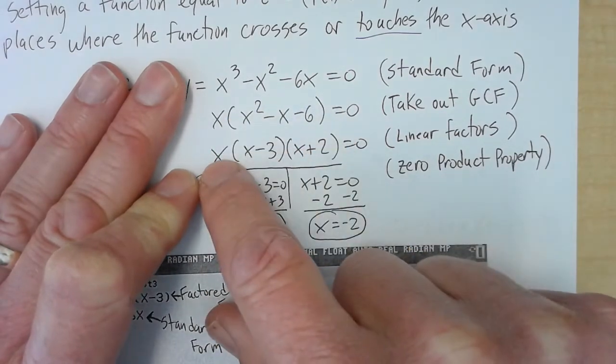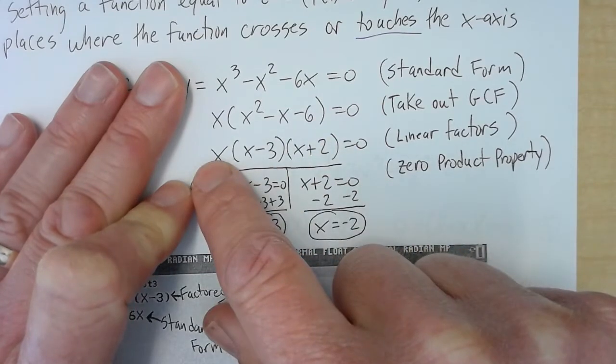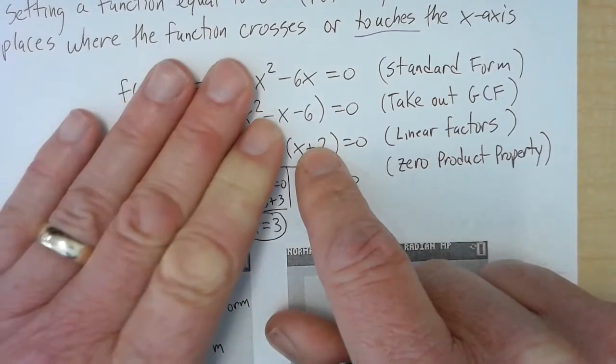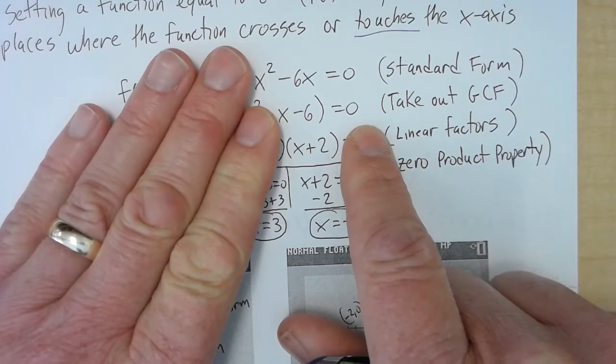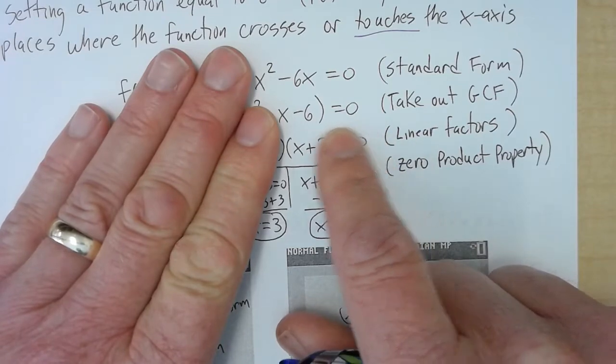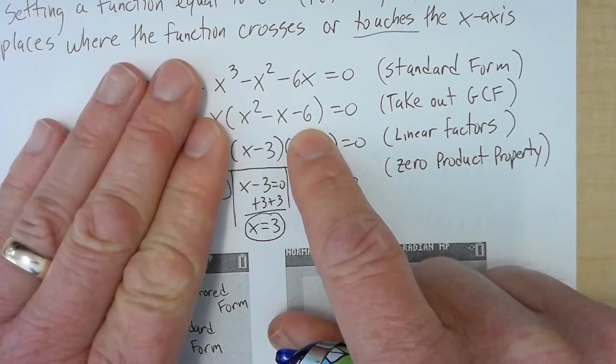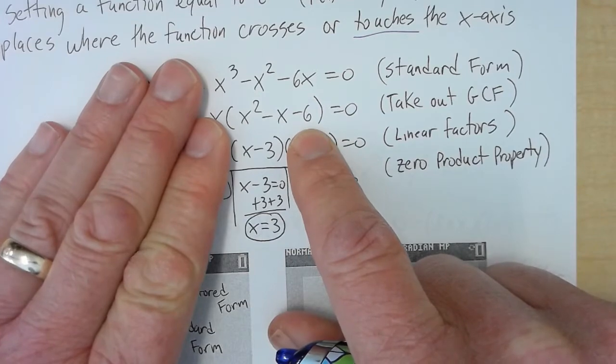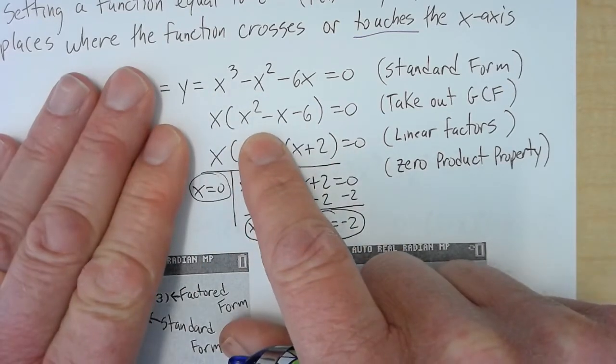So these are 3 linear factors. That would make a line, that would make a line, that would make a line if you graphed it by itself. So if I said graph x plus 2, that'd be a line. So that's called a linear factor. If I said graph x minus 3, that's a line. So that's what's called a linear factor. If I said graph y equals x, that's a line.